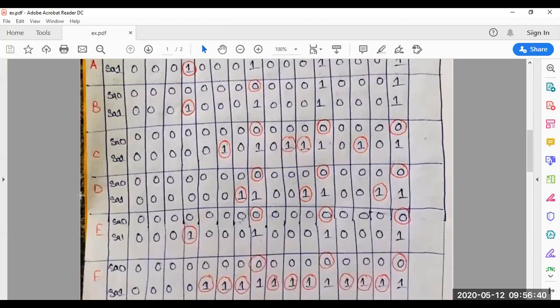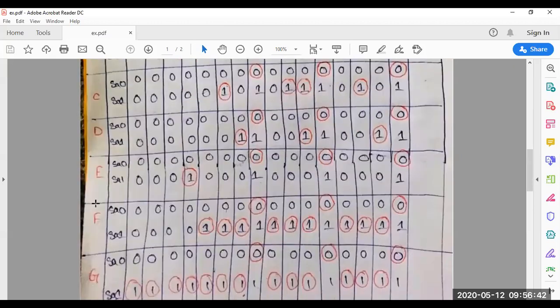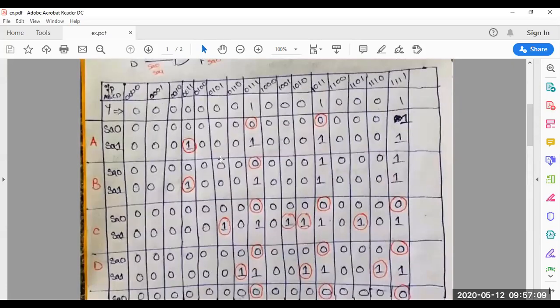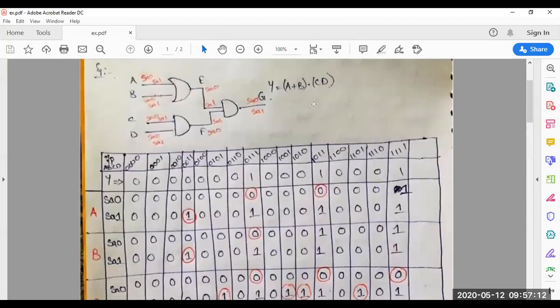In the same way for F stuck at 0 and F stuck at 1. In these two cases, the same thing: stuck at 0 comes out with 3 faulties, and stuck at 1 comes out with 9 faulties over here. And finally for the stuck at 0 of Z input and stuck at 1 of G input. So totally, on finding out all the faulties and the output of each and every input, I have one truth table noted here.